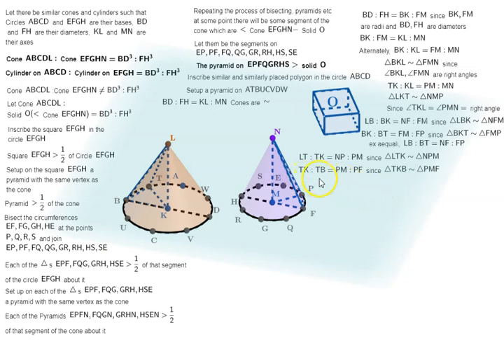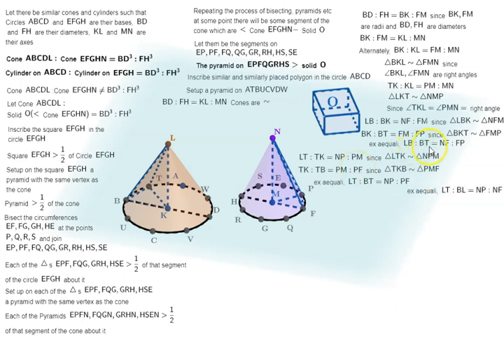Now TK is to TB is equal to PM is to PF, since triangle TKB is similar to PMF. So equally LT is to BT, because we have LT is to TK is to TB, NP is to PM is to PF. So we can say equally LT is to BT is equal to NP is to PF.